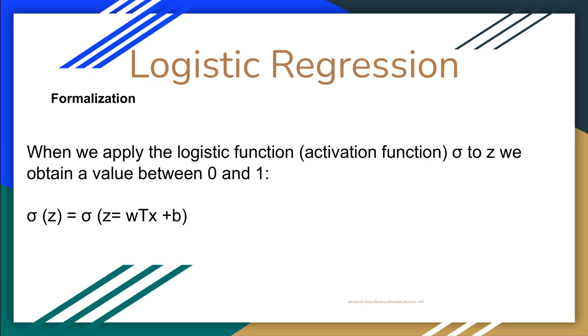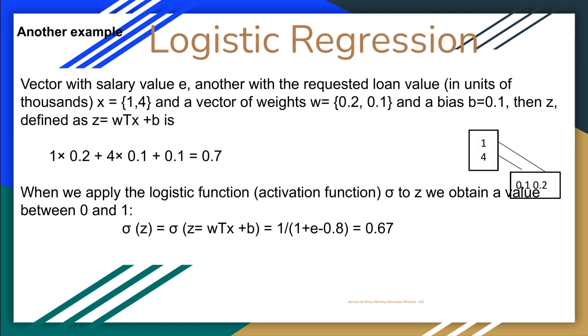When we apply the logistic function or activation function, sigma, with the value z as an argument, we obtain a value between 0 and 1. Let's look at another example. Given a vector with a salary value of 1, and a loan request with a value of 4, both values in thousands, and let's also have a vector of weights with values 0.2 and 0.1. Let's also have a bias value of 0.1. In this case, the value of z will be 0.7. Applying the logistic function to this value, we obtain the resulting value of 0.67.